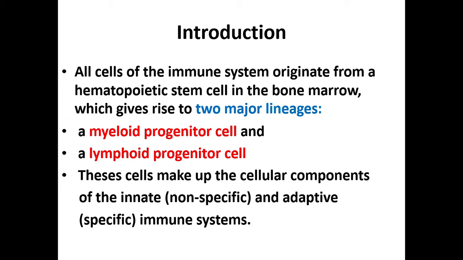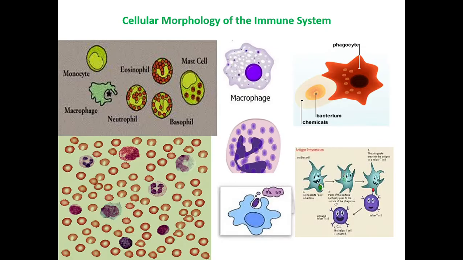All cells of the immune system originate from a hematopoietic stem cell in the bone marrow, giving rise to two divisions or two major lineages. We have the myeloid progenitor cell and the lymphoid progenitor cells, and these are the precursor cells. These cells make up the cellular components of both the innate or nonspecific and adaptive or specific immune system.